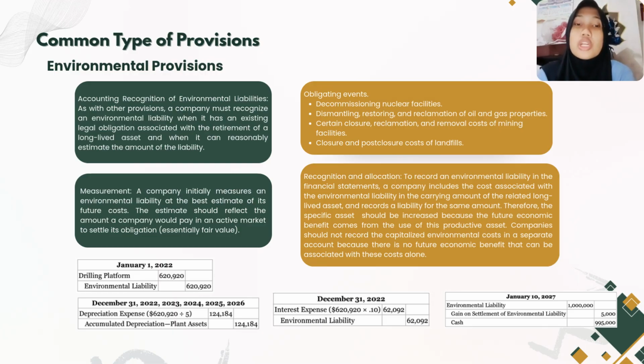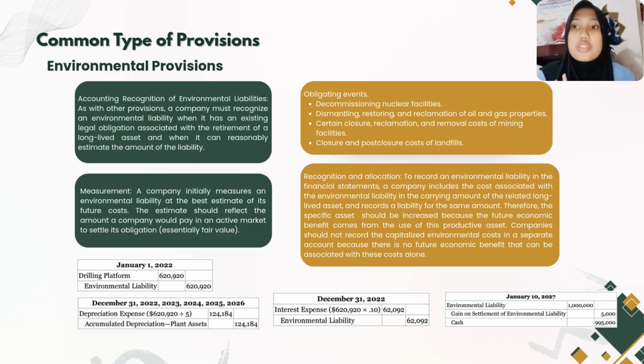Assume that on January 1, 2022, Wildcat Oil Company erected an oil platform in the Gulf of Mexico. Wildcat is legally required to dismantle and remove the platform at the end of its useful life, estimated to be 5 years. Wildcat estimated that dismantling and removal will cost $1,000,000. Based on a 10% discount rate, the fair value of the environmental liability is estimated to be $620,000. Wildcat records this liability as follows.